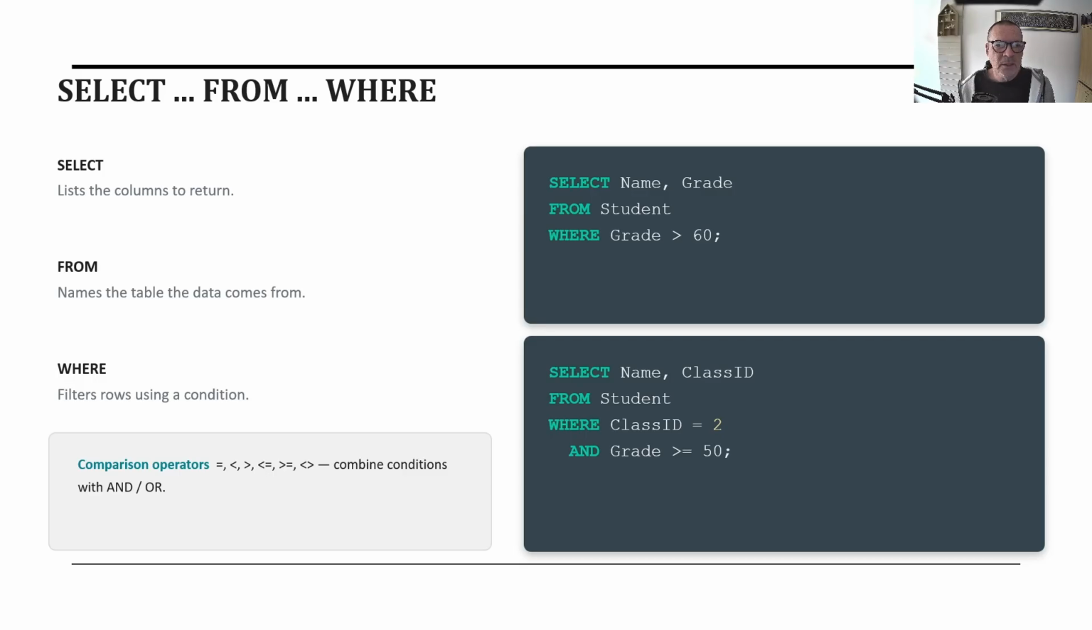And we can use operators, so we can do things like greater than, less than, and so on. So in the next example there, we're saying where the class ID equals two and the grade is greater than or equal to 50. So we're just narrowing it down further and only getting the data that we want.